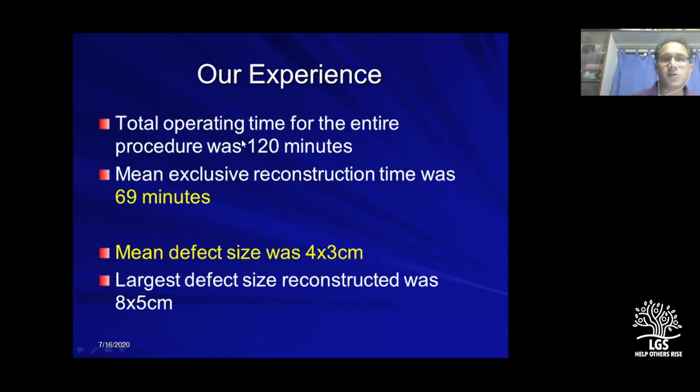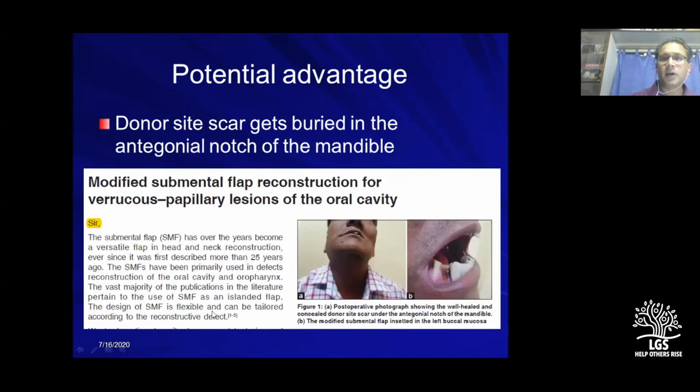Again, our experience was that the whole procedure took just around 2 hours. This was the median. Of course, in some cases it went longer. The flap exclusive time was around 69 minutes. And a lot of the time is spent in tunneling the flap and trying to suture it intraorally, which at times is a little cumbersome. Again, as I said, the mean defect in our series was 4 by 3. You could go a little higher as well. And this is our series, which is now close to more than 50 cases, which will come in print in a couple of months.